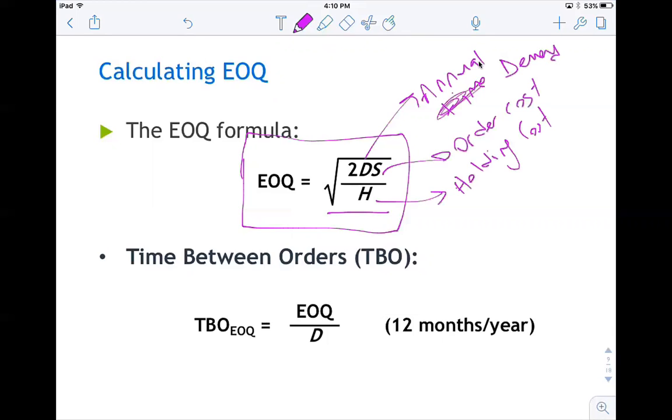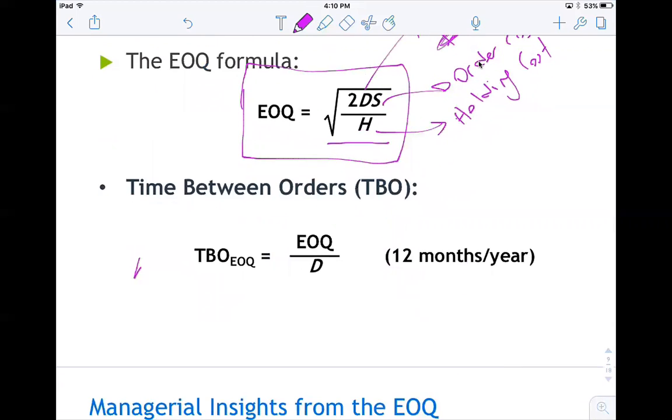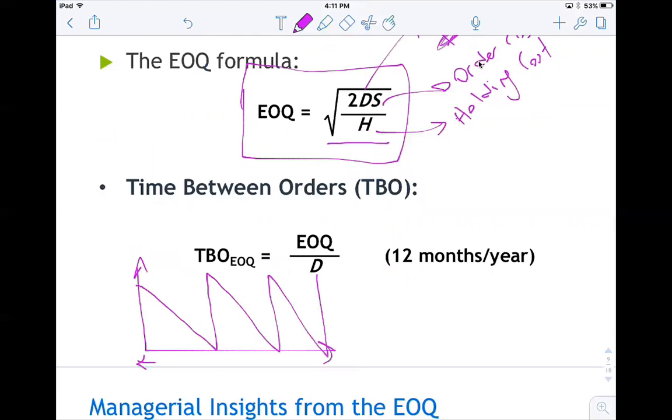All right. And if you remember, we mentioned that your economic order quantity model looks something like this. This cycle is going to repeat over and over again, and the time that indicates the cycle of this inventory management system is going to be identical. The time between orders, TBO EOQ, can be calculated by dividing this EOQ by the annual demand.